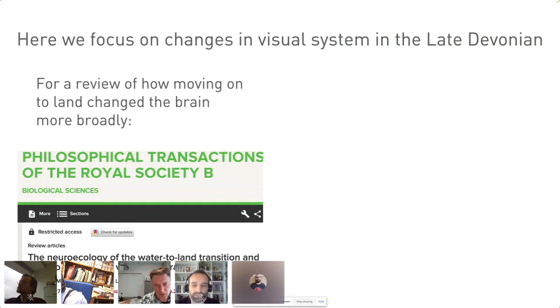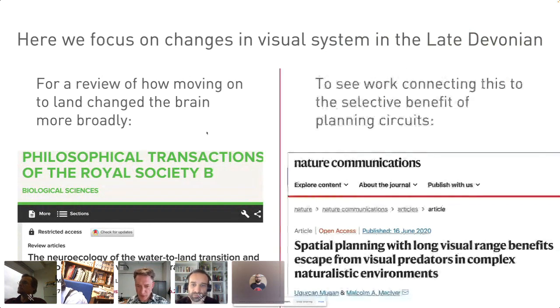And then my lab has really started to focus a lot on what the evolutionary selective benefit of planning circuits in the brain was. That's a little hard to get to from a paleontological perspective, but our first attempt to get to it is computational, and that's this paper here. So I won't have time. I might briefly talk about a couple of things that come up in these two papers, but largely have to focus on the paleontological work, which was done with Lars Schmitz, who's a proper paleontologist.